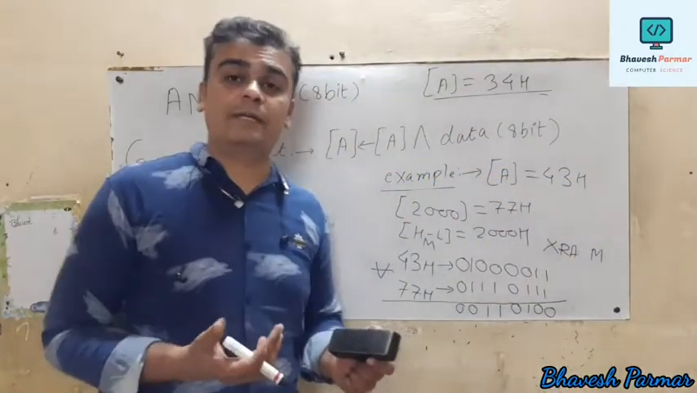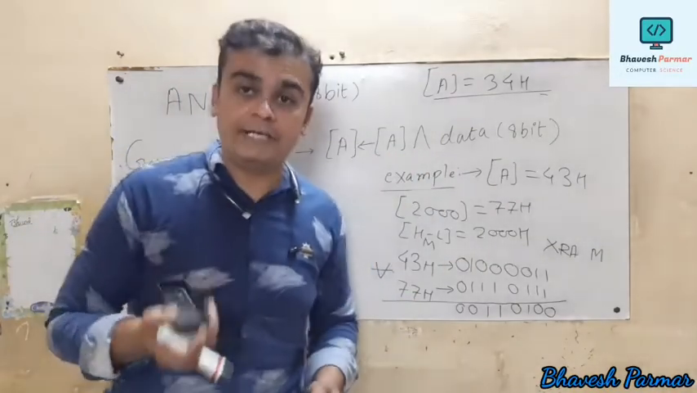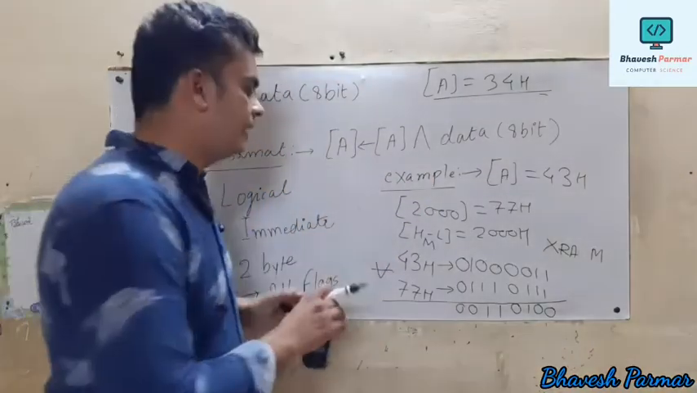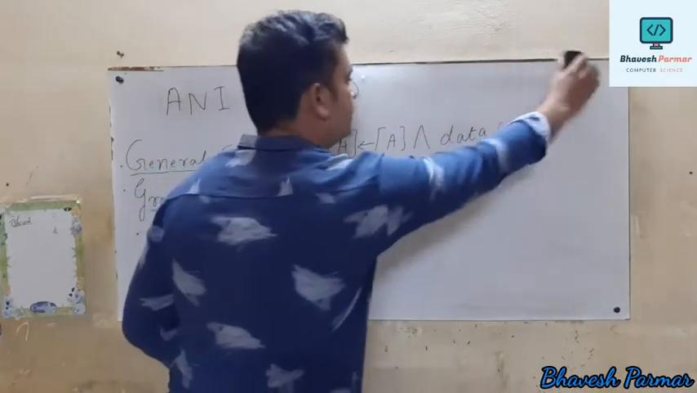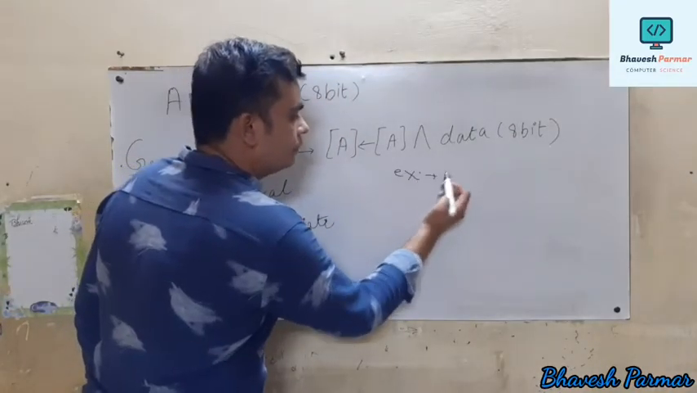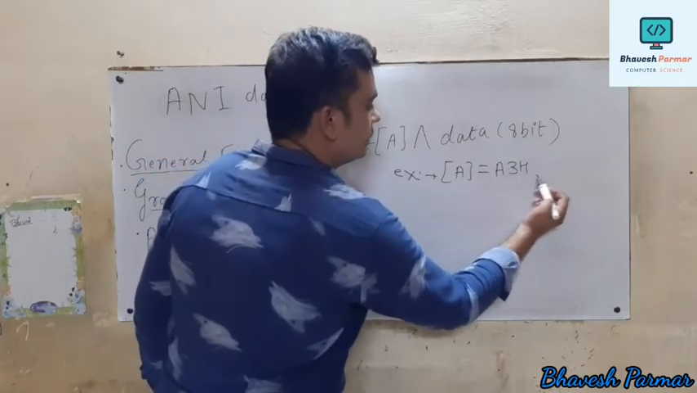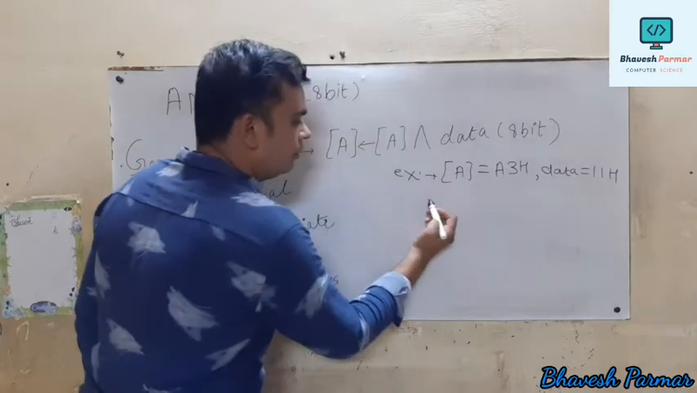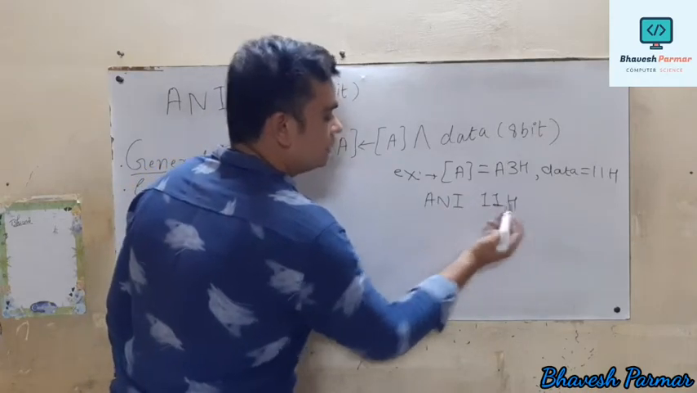Now what will be our explanation? This instruction performs logical AND operation with 8-bit immediate data, and the answer will be stored in the accumulator itself. I will take a different example, so there might be a possibility of changing some different flags also. For the example, I take content of A equal to A3H, and data equal to, suppose, 11H. Then what will be my instruction? ANI 11H. This is my instruction.